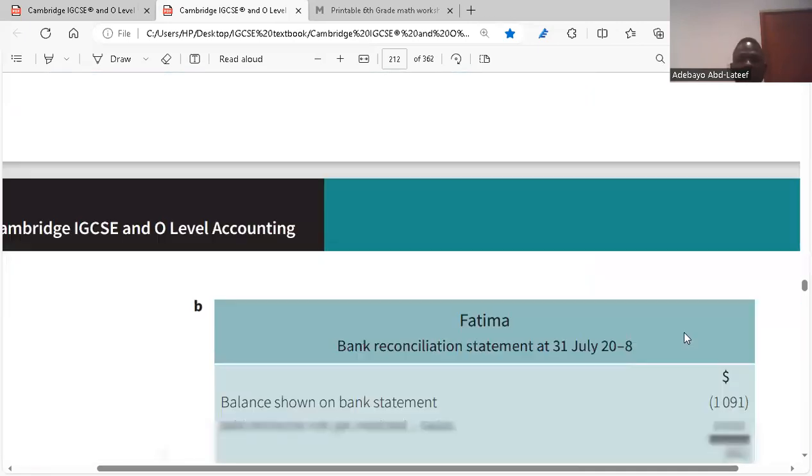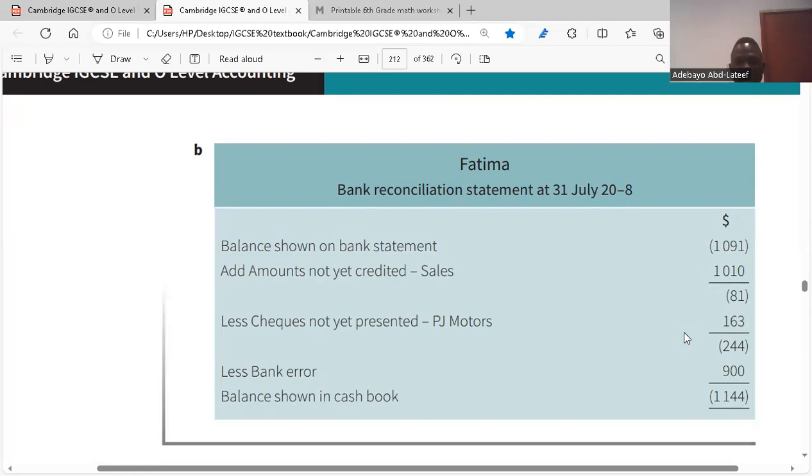Now we go to the bank reconciliation statement. The balance shown in the bank reconciliation statement was 1,091.